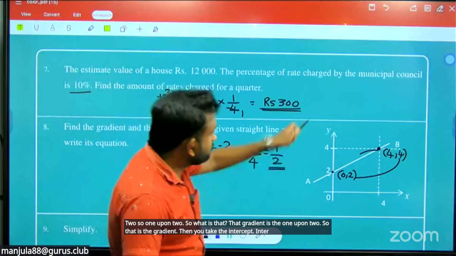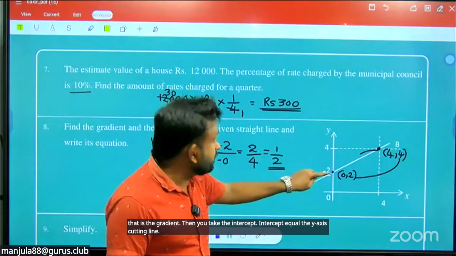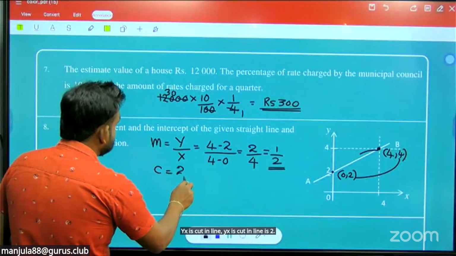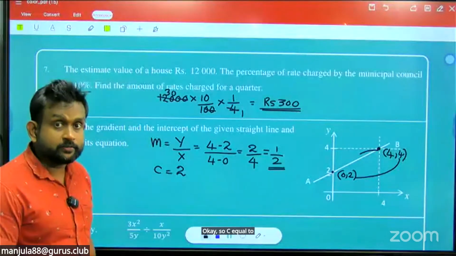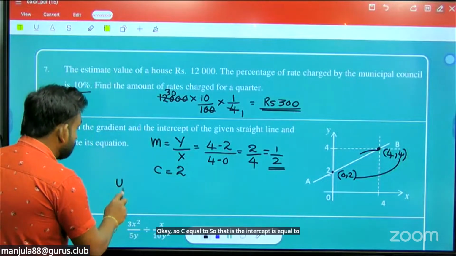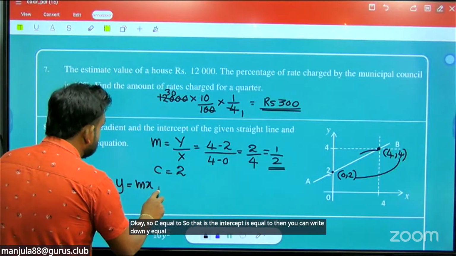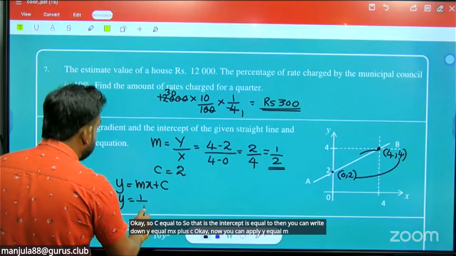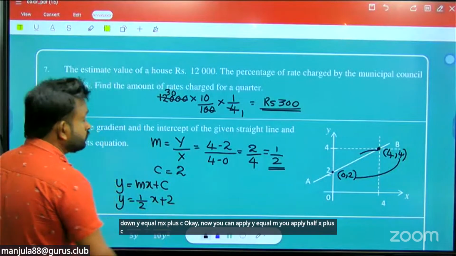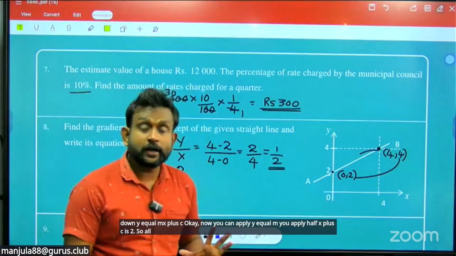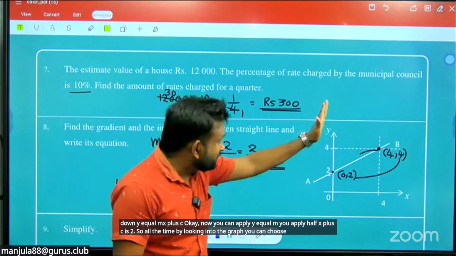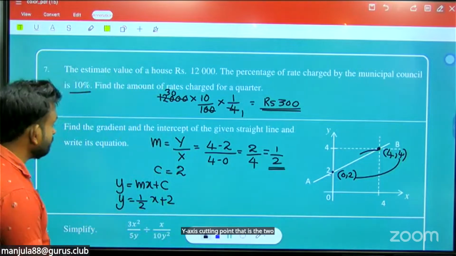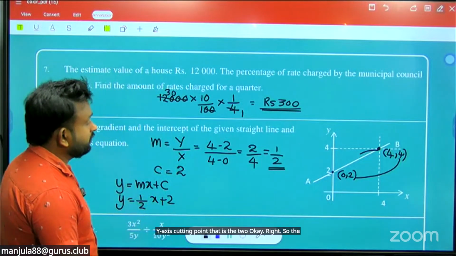The intercept is where the line cuts the y-axis. The y-axis cutting point is 2, so c equals 2. Then you can write y equals mx plus c. Now apply the gradient half, x plus c is 2. By looking at the graph, you can choose the gradient and the y-axis cutting point, that is 2. So the equation is y equals half x plus 2.